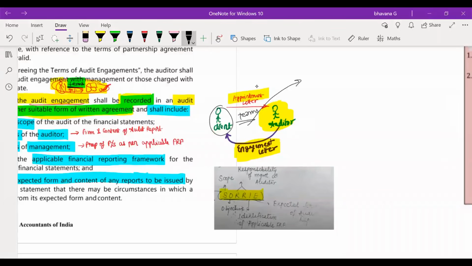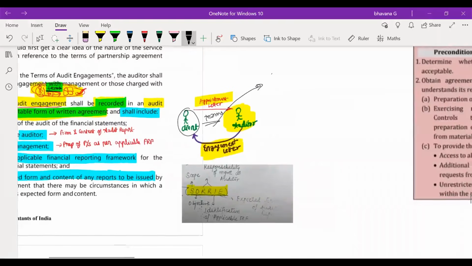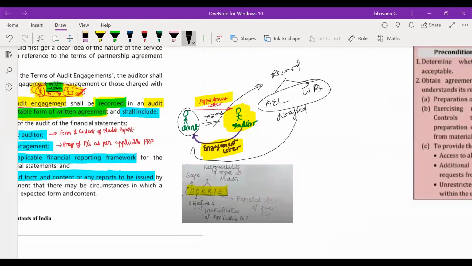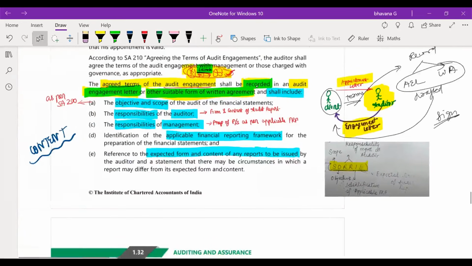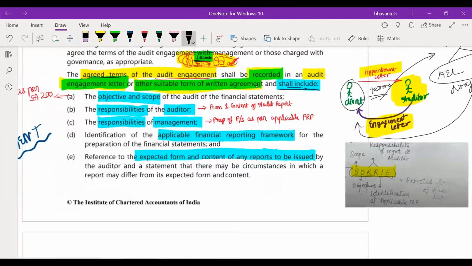Only if you agree, it is not enough; you need to have evidence. So you try to record it. You can either record it in the audit engagement letter, or you can record it in the form of a written agreement. Some kind of a written agreement you can have. Whatever it is, this will be drafted by the auditor, and this will be sent to the client, and the client will sign it and say okay to it.